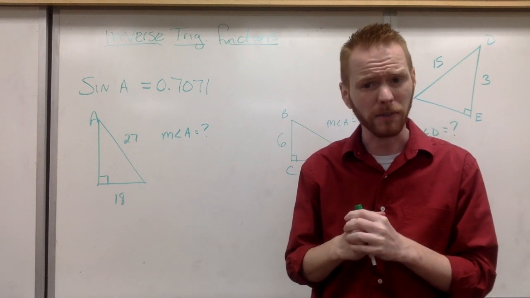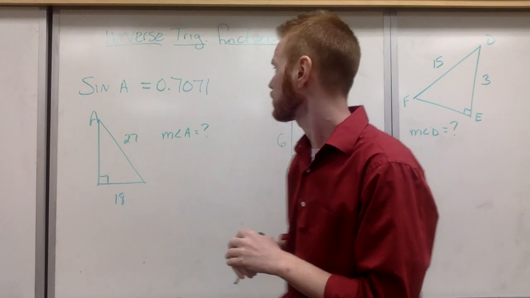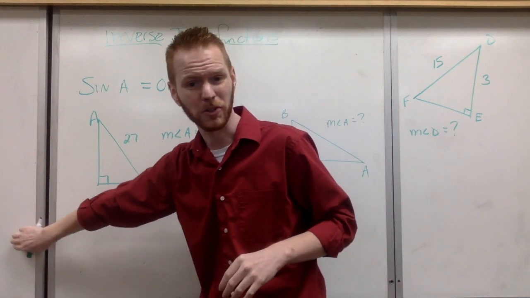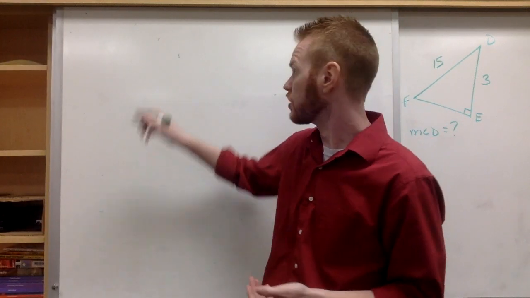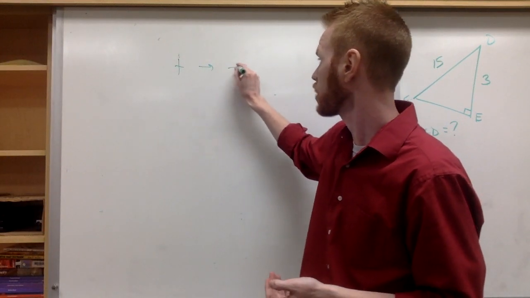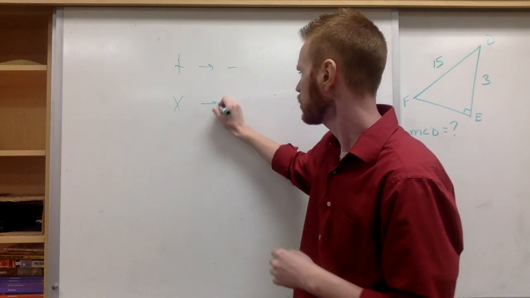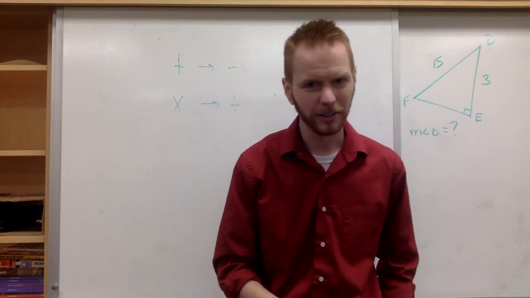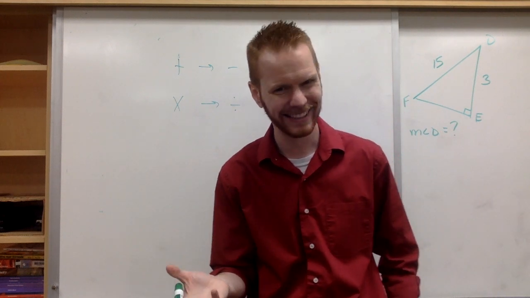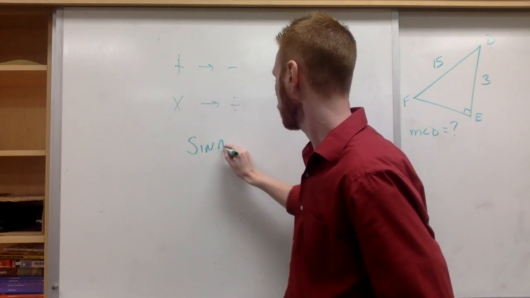Well, it's by inverses. An easy way to explain this: actually, let's ignore this board for right now. What's the opposite of addition? It's going to be subtraction, right? They're opposites of each other. What's the opposite of multiplication? Division. So what's the opposite of a trig ratio? It's this.